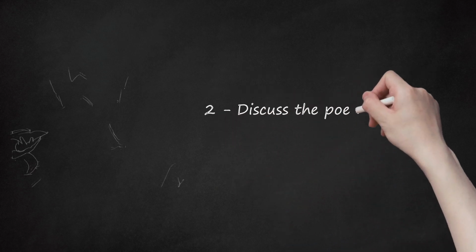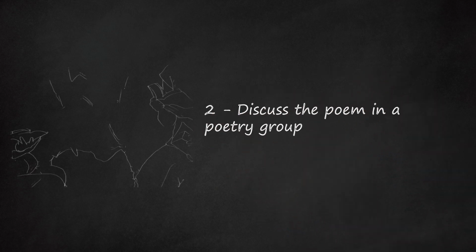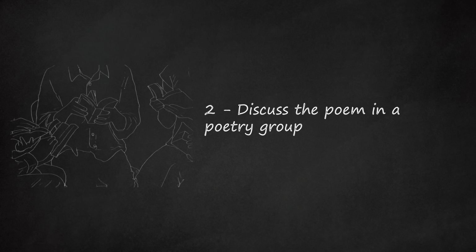2. Discuss the poem in a poetry group. You can also try showing the poem to a poetry group to get their impression of the poem. You may join a poetry group so you can get better at studying poetry or start your own poetry group with friends. Discussing a poem with others in a group can help you realize certain aspects of the poem that you may have missed and allow you to listen to the interpretation of others in the group.